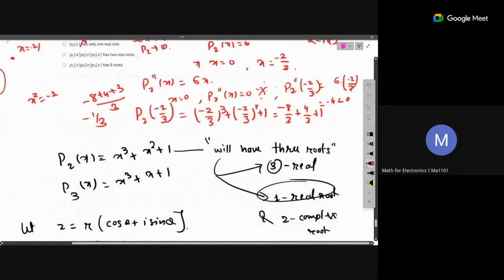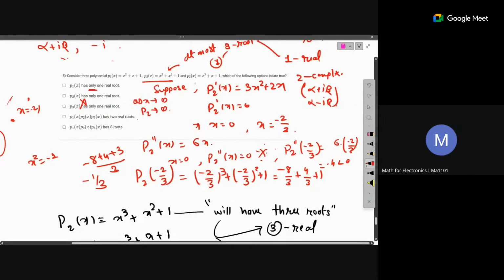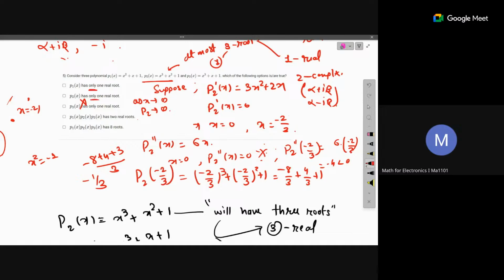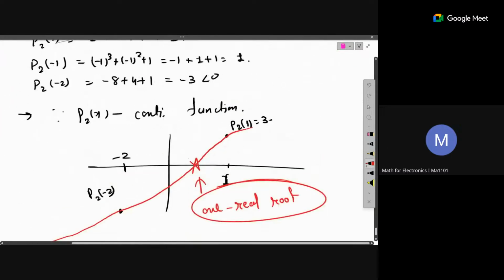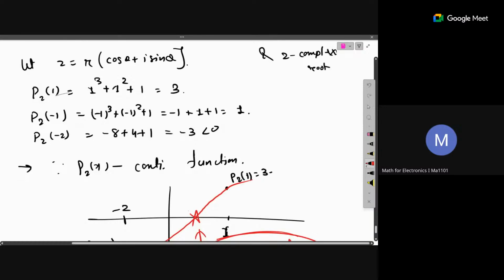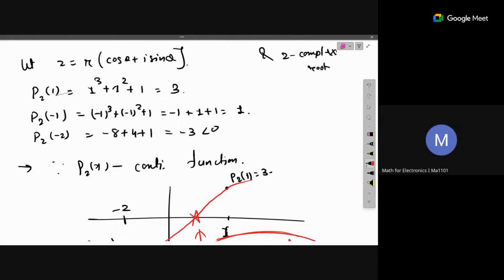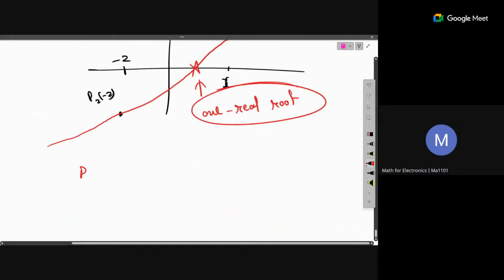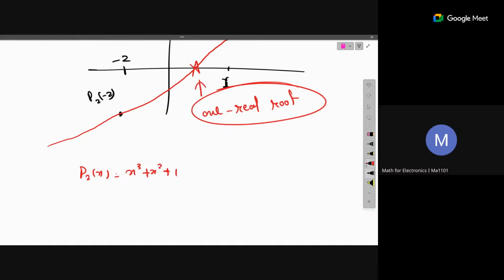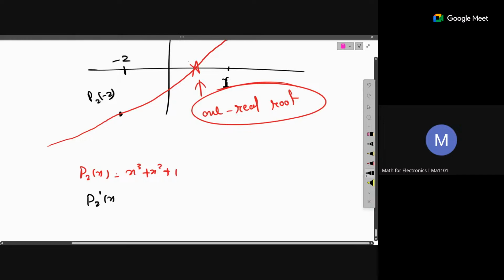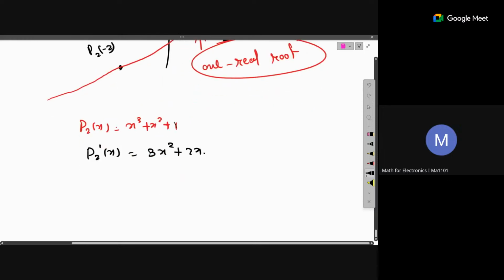Now the option says P2 of x has only one real root, and the word "only" is what is bothering us. How can we tackle this onlyness? For that we can use a derivative, and the nature of the derivative will tell us whether our function is strictly increasing or not. P2 of x is x cube plus x square plus 1. If we take the derivative, P2 dash of x is 3x square plus 2x, which is the same as x times 3x plus 2.